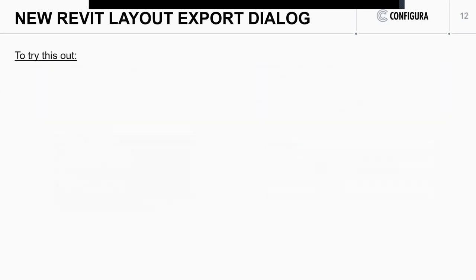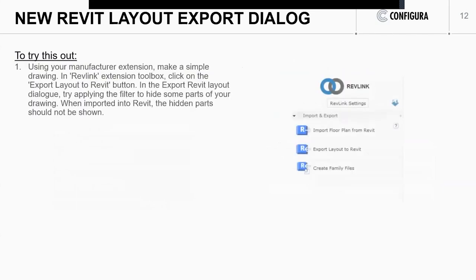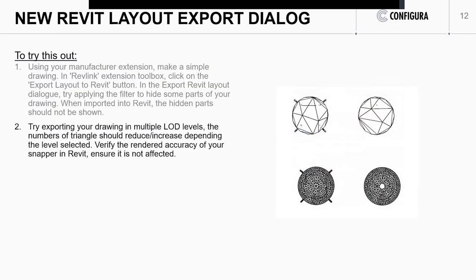All right, so to try this out, using your manufacturer extensions, make a simple drawing, and then in the RefLink extension toolbox, click on the Export Layout to Revit button. Then in the Export Revit Layout dialog, try applying the filter to show and hide some parts of your drawing. When imported into Revit, the hidden parts should not be shown. Also try exporting your drawing in multiple LOD levels. The number of triangles should reduce or increase depending on the levels selected.